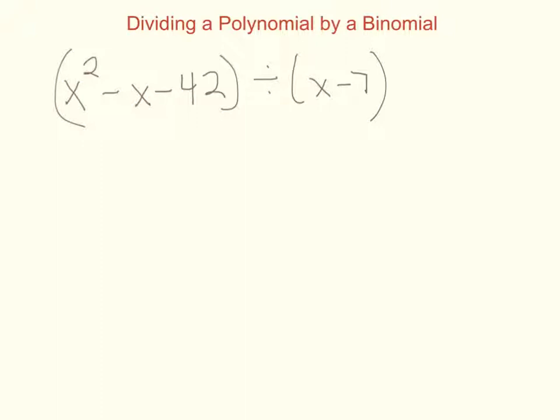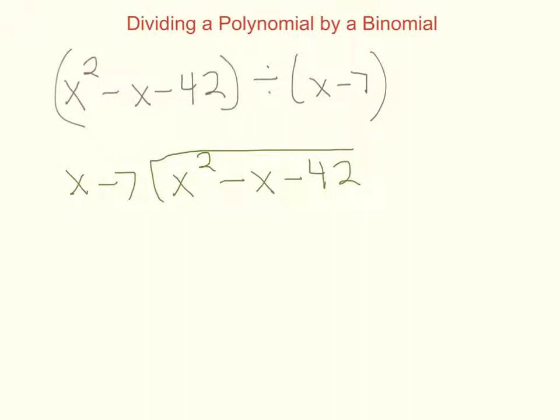Okay, we're going to be dividing a polynomial by a binomial. Which actually would work with any two polynomials. It doesn't even have to be a binomial. But we're going to take the first expression. It's going to be our dividend, going inside the division sign. And then our divisor, the second expression, is going to come out here.